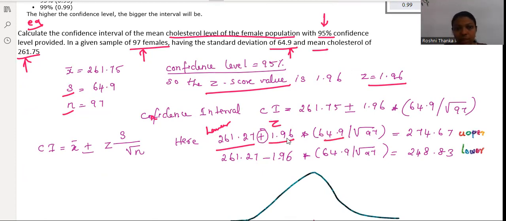So what is this? 64.9 is the standard deviation, and this is the n value divided by the square root of n. To find the lower limit, here we have given minus, and then we apply all the values. This is the lower limit and this is the upper limit. So we know the lower limit is 248.83 and the upper limit is 274.67.